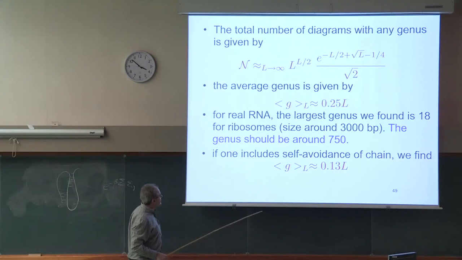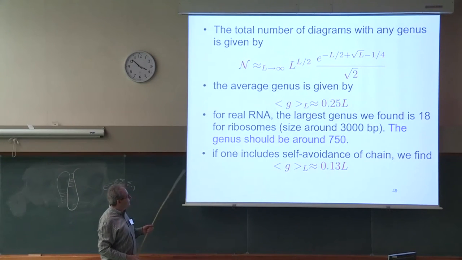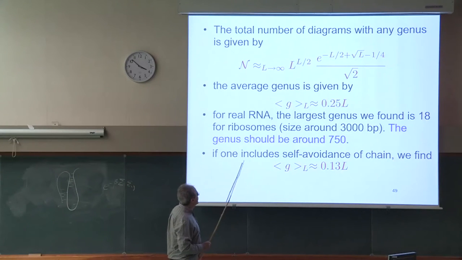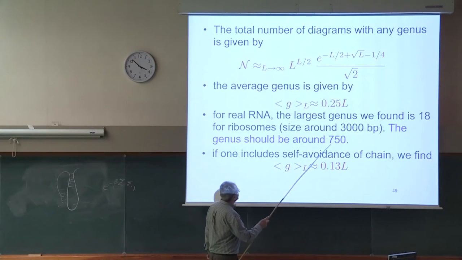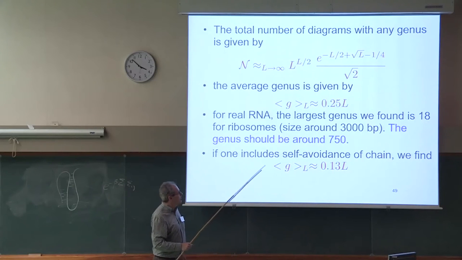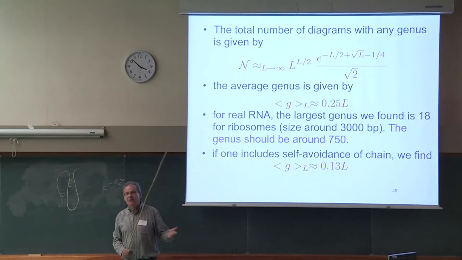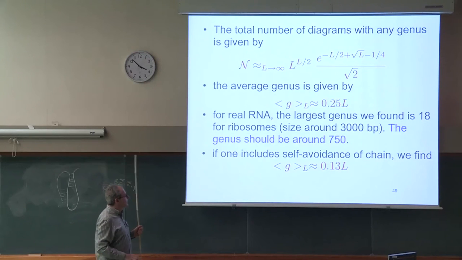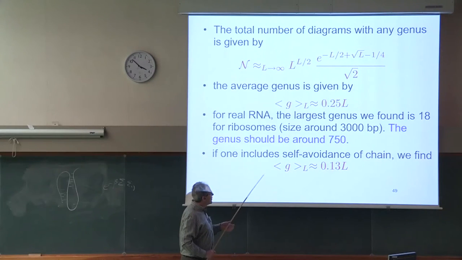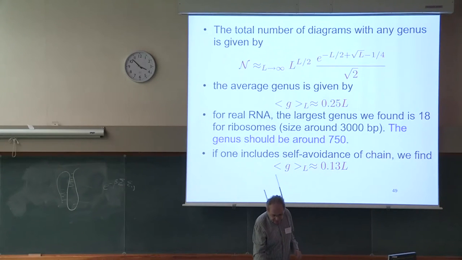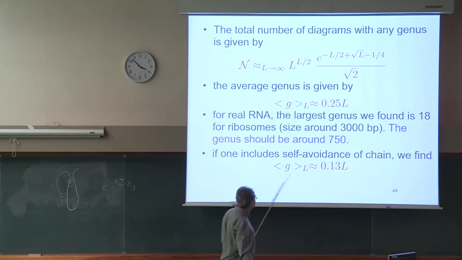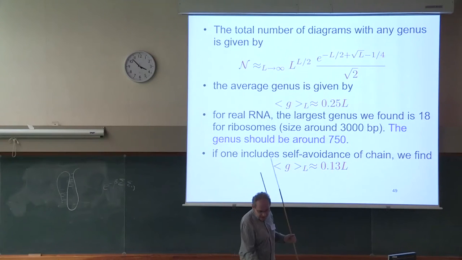So in the case of RNA, for RNA up to size 3000, which is what is found in the database, that would give an average genus of about 750, whereas the maximum genus observed experimentally is about 18. If you include self-avoidance of the chain, then the average genus goes from 0.25 to 0.13, which doesn't make much difference. So in other words, there is a lot of design biologically to bring down the genus from these hundreds to 18.